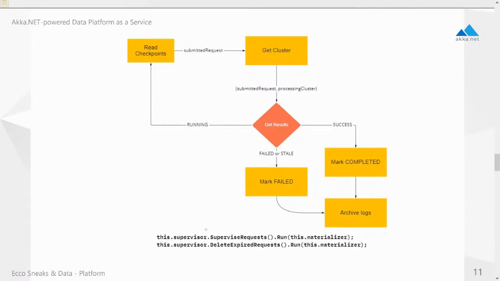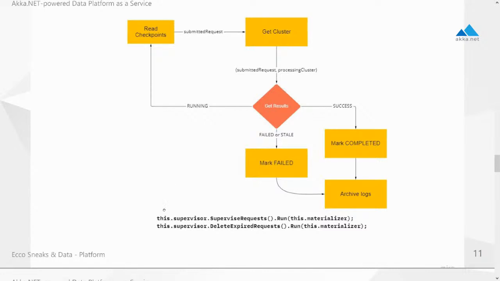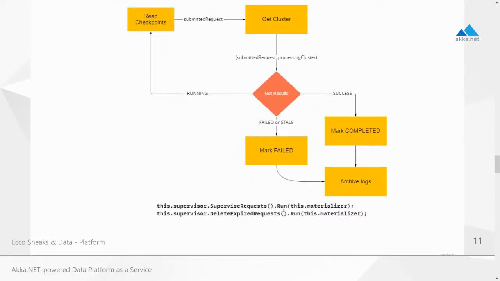For example, we have a supervision flow that reads the checkpointed, so the saved, job requests from the NoSQL store, which in our case is Azure Table. Then it retrieves the cluster information from the JSON that it receives and checks: is it done? If it's done, it will archive the logs and mark it as completed. If it's failed, it will mark it as failed and archive the logs so they can be read. If it's running, it will just repeat. And I do not need to write any loops here. I just write the Akka graph, and then I run it in my hosted service. And that's it. That's pretty simple. It's just plug and play, basically.